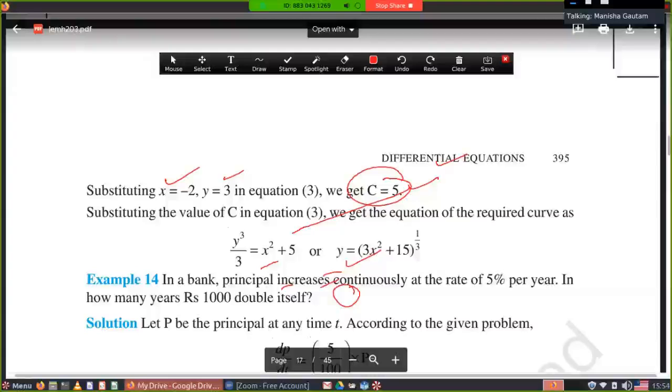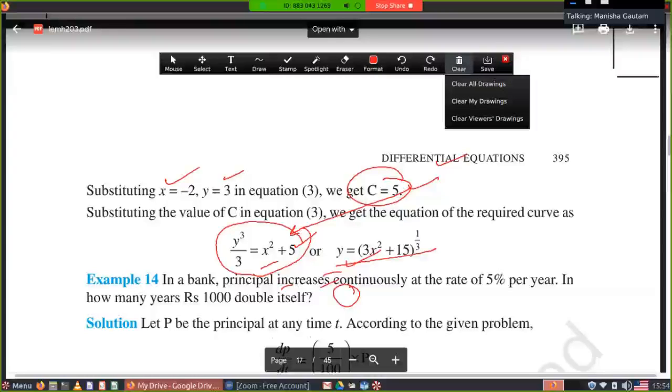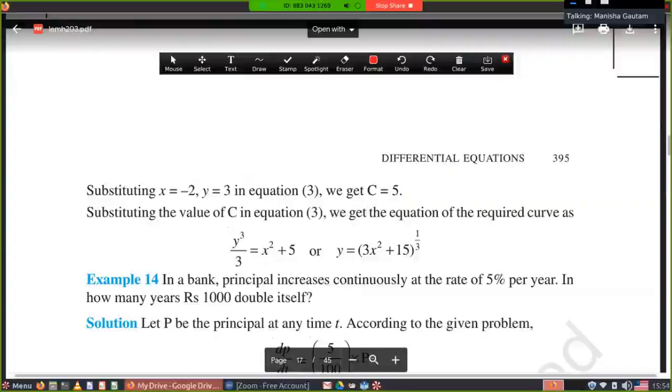Put that value in the solution equation. You will get the answer, this one. You can write this answer or this answer, because actually we want to find the value of y, which will satisfy the differential equation. So you can write it like this: y is equal to (3x square plus 15) to the power 1 by 3. Okay, this is okay, and if you are able to find the value of y, it's also okay.